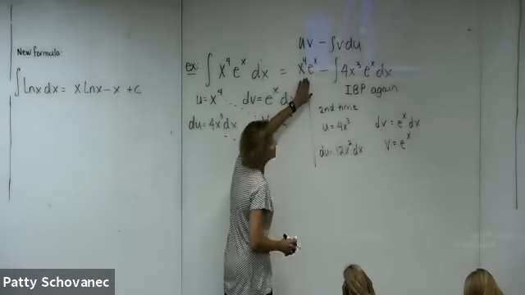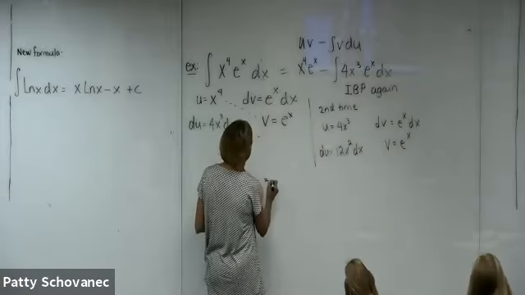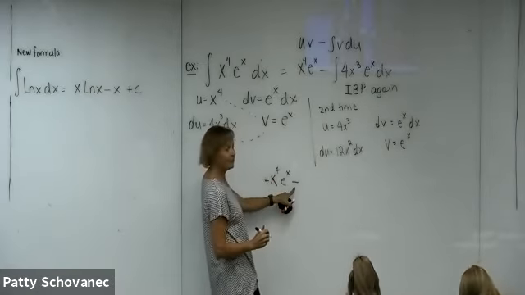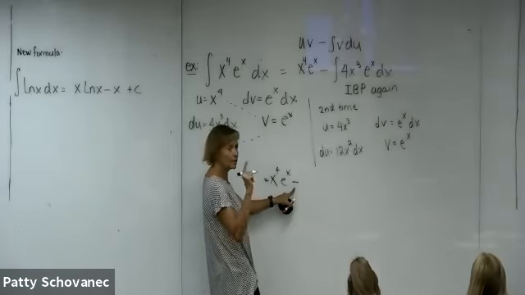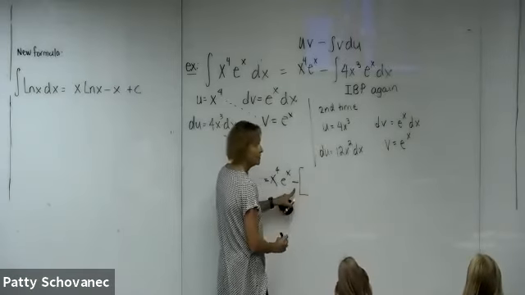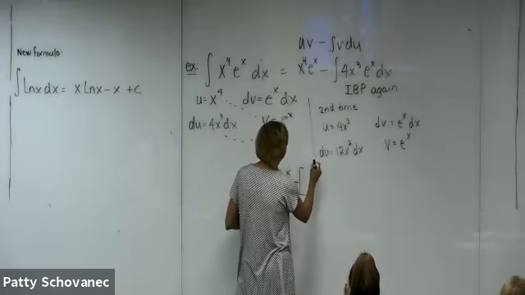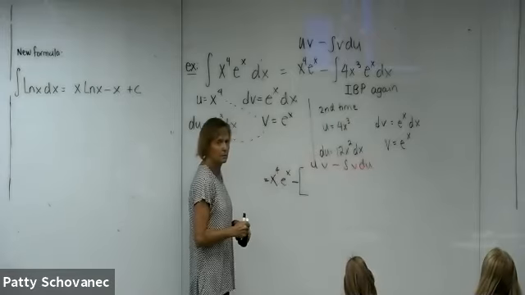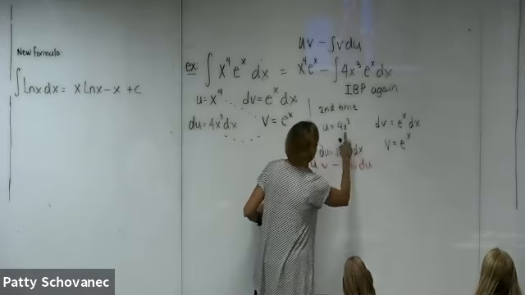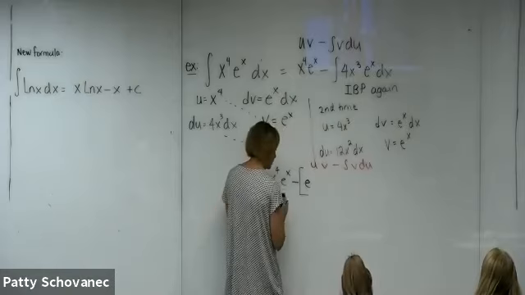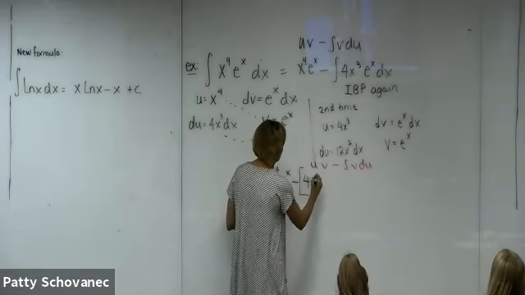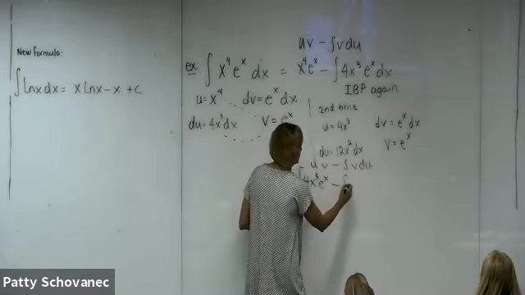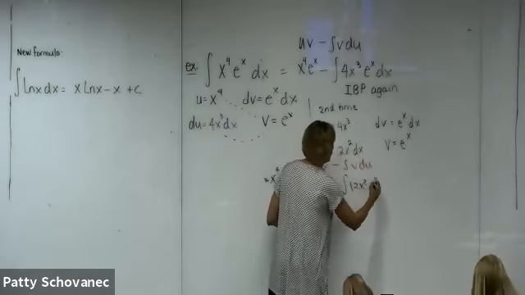This is part of your antiderivative. Copy it down. X to the fourth, e to the x. Minus. Now that minus sign is going to go in front of my integration by parts scheme, so to make sure I don't lose a sign, I'm going to put brackets here. And inside the brackets, we will put our second iteration of uv minus the integral of v du. So my uv is 4x cubed e to the x, minus the integral of v du. So I'll put the 12x squared e to the x dx.